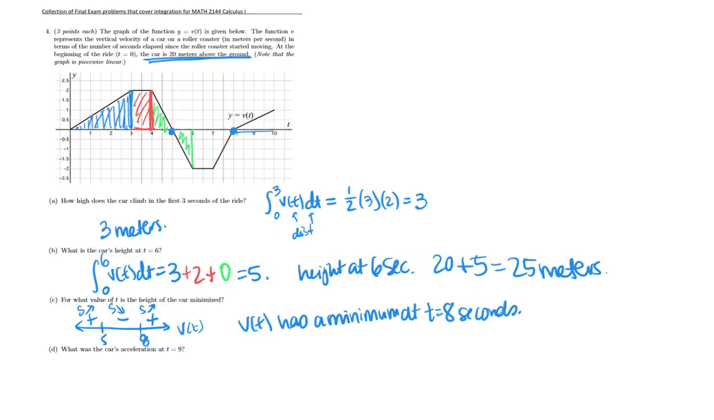What was the car's acceleration at t equals 9? So s double prime of t will equal v prime of t. So I want to evaluate that at 9 seconds. So v prime of 9. So at 9 seconds, that's here. What is my rise over run? So the rise is up a half over 1. So it'll be 1/2 over 1. So it'll be 1/2 meters per second.